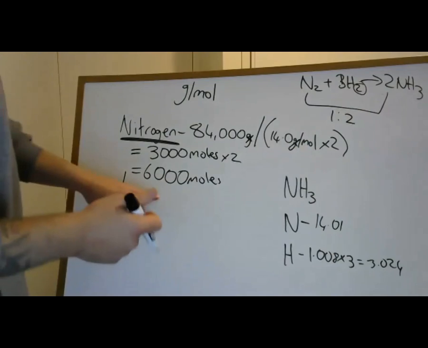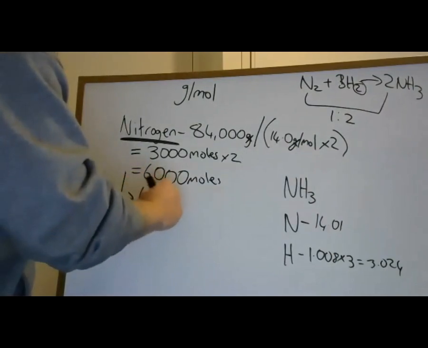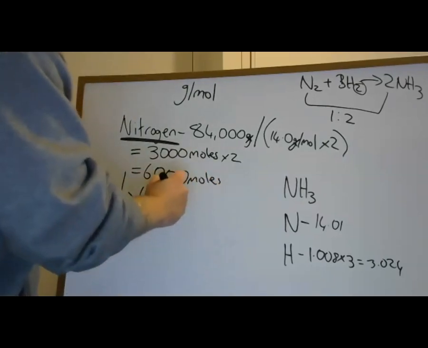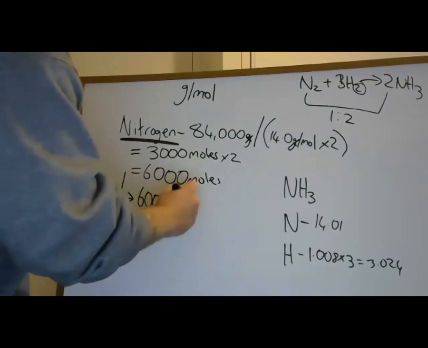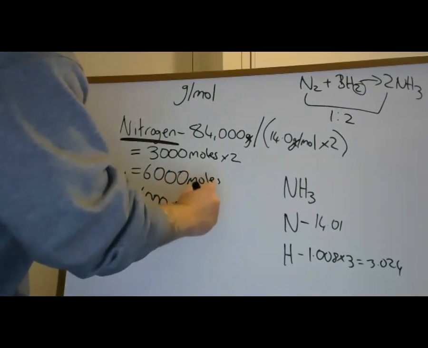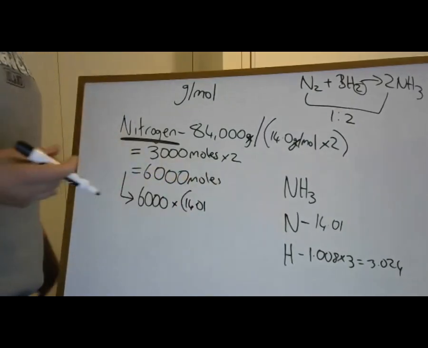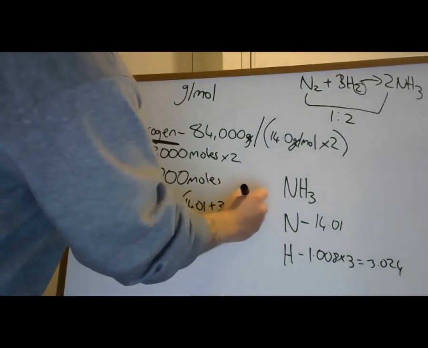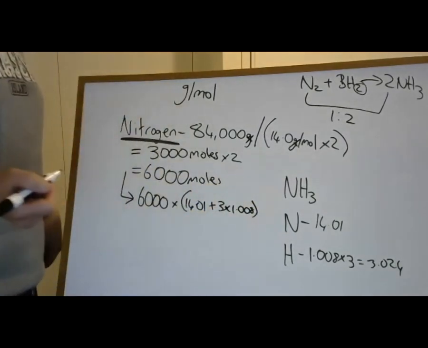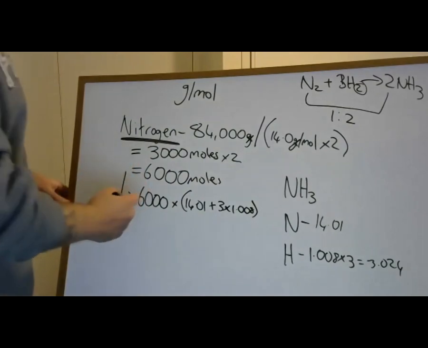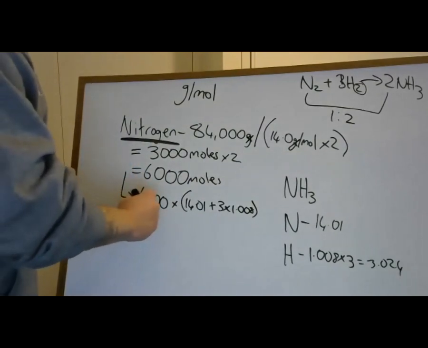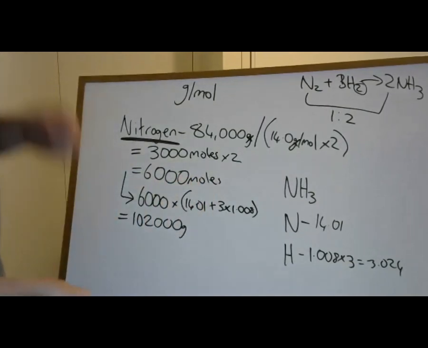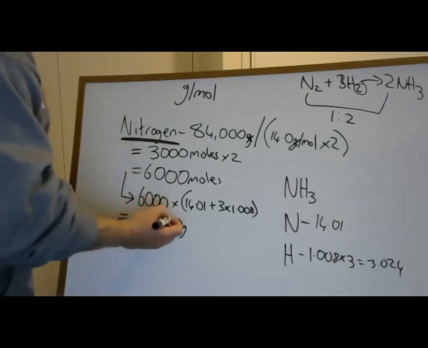Another way to do that is we take 6,000 and instead of dividing it, we times it by the AMU of nitrogen, and then we add that to 3 times 1.008. And that gives us a theoretical yield of 102,000 grams. Theoretically, 102,000 grams.